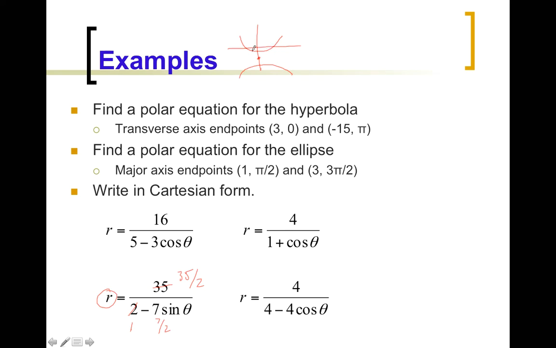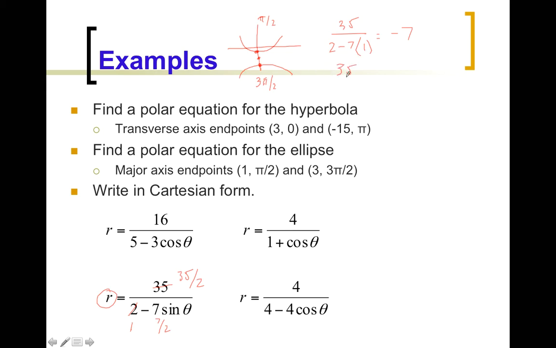Because to find the 2 vertices, they want to try to plug in 3 pi halves for both of them. But you can't do that. What we are going to do is plug in pi halves first. So up here is pi halves, and down here is 3 pi halves. If I plug in pi halves, I get 35 over 2 minus 7. Well, sine of pi halves is 1. And 2 minus 7 is negative 5. And 35 divided by negative 5 is negative 7.